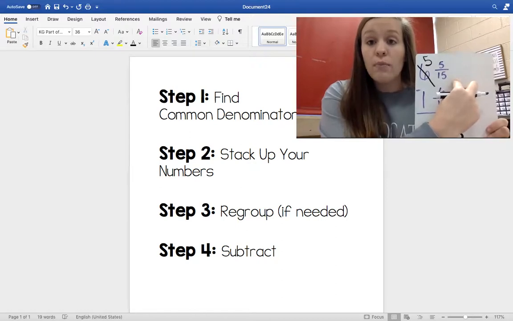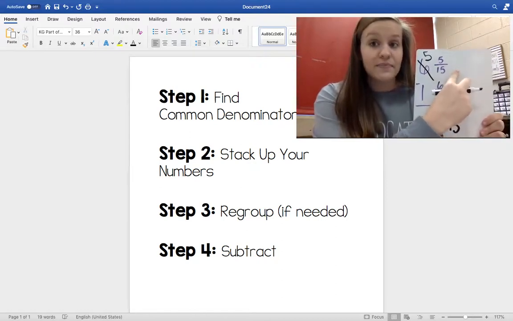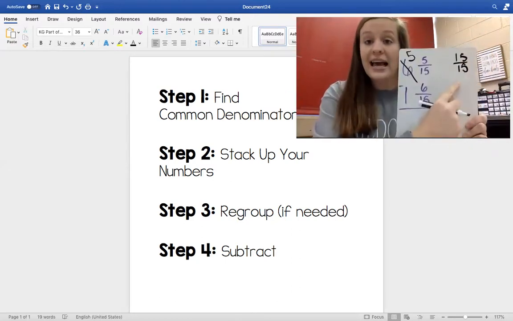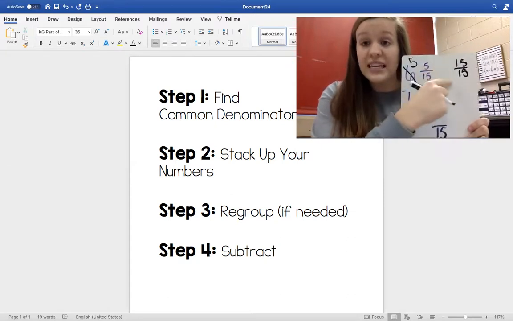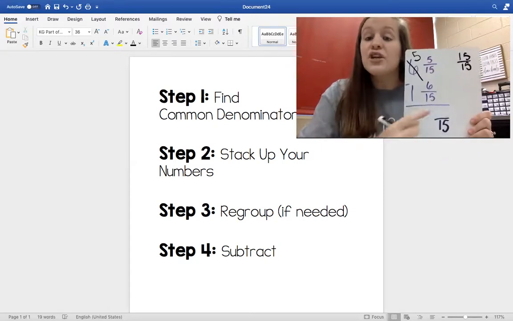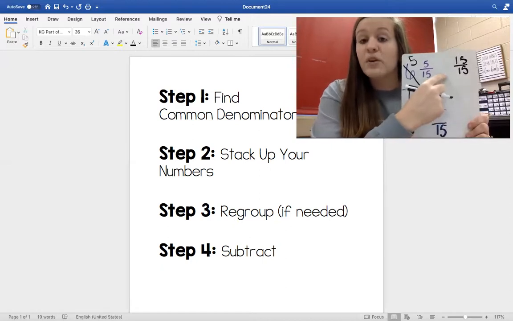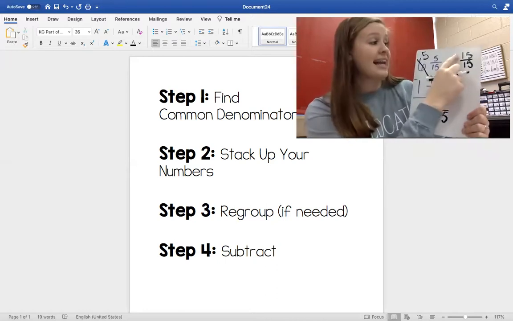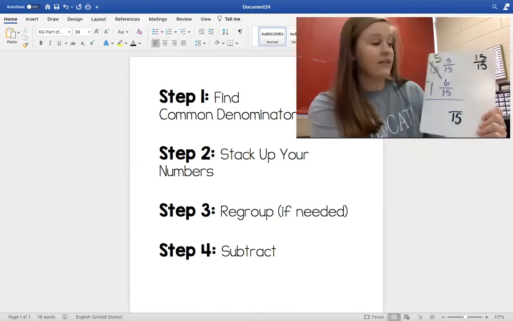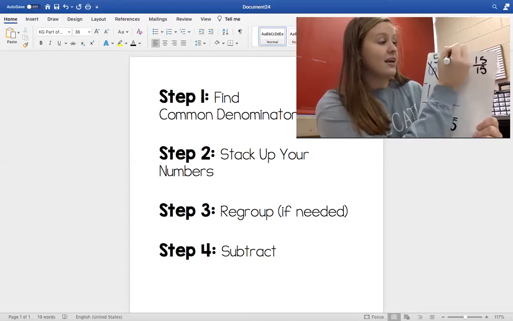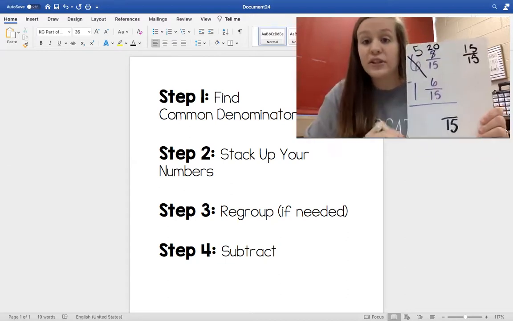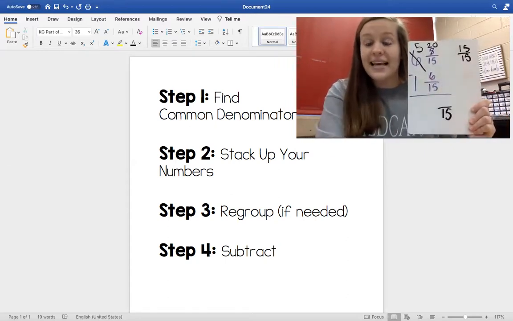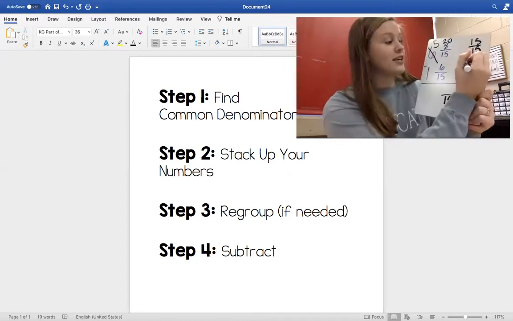So what would one whole be if my denominator is 15? It would be 15 over 15, right? That's one whole. It means I have 15 out of 15, so I have 1. No matter what your denominator is, if you're bringing over 1, then your numerator is the same as your denominator. So we're adding 15 to 5. So our 5 actually becomes a 20 because we're adding 15 to 5. Now we can subtract. 20 minus 6 is what? If you're not sure, stack it up on the side.